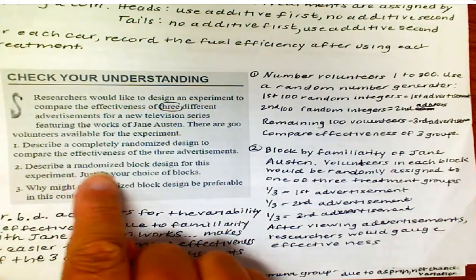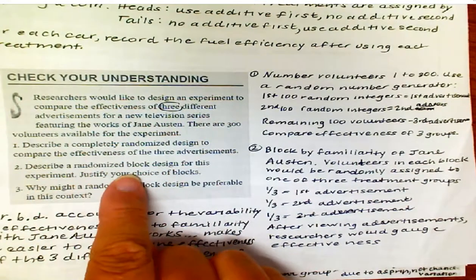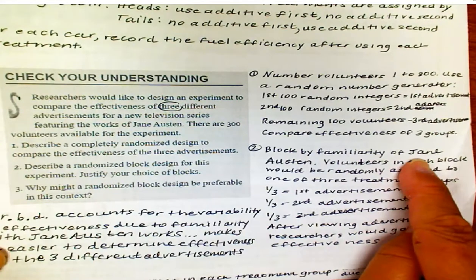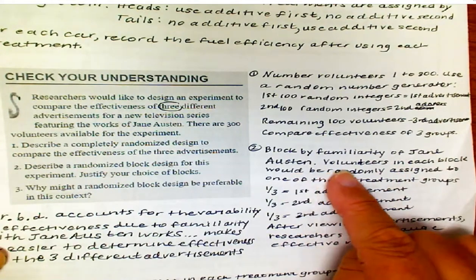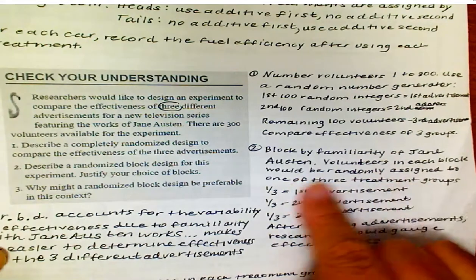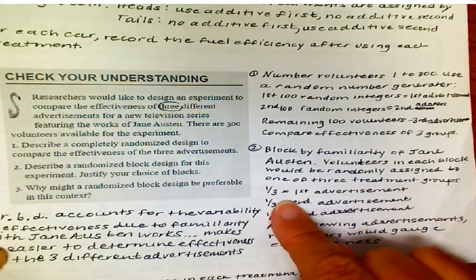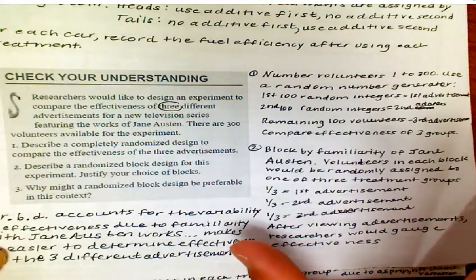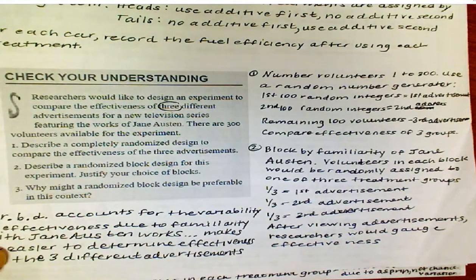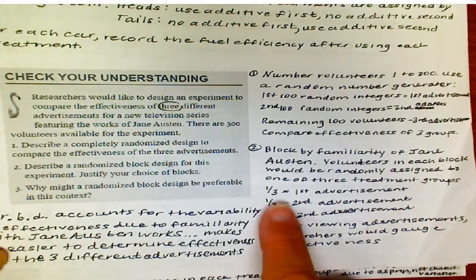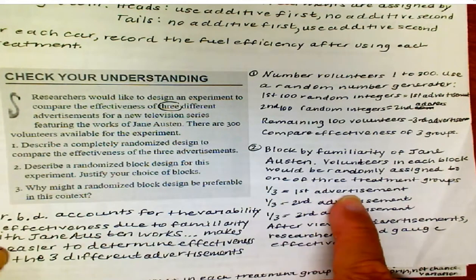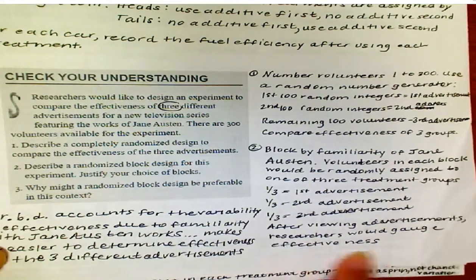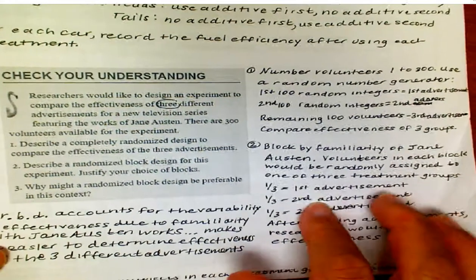Number 2, describe a randomized block design for this experiment. So how could you block these people? One thing would be to block them by how familiar they are with Jane Austen. So volunteers in each block would be randomly assigned to one of 3 treatment groups. So what you could do is you could say, are you familiar with Jane Austen's work? Are you not? So that could be your 2 blocks. And then once you get your 2 blocks, divide those up into a third of those get the first, a third the second, a third the third. And then after viewing the advertisements, researchers would gauge effectiveness. So that would be block design.